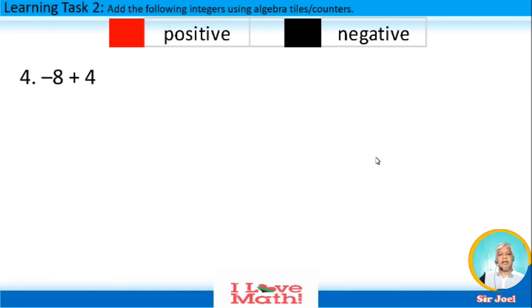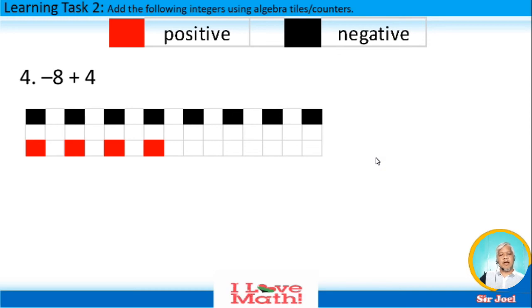Problem number 4, negative 8 plus 4. So, negative 8, positive 4. At first, meron tayong 8 block gawa ng negative 8. At 4 na red gawa ng positive 4. At sabi natin, dahil black and red yan, or red and black, pwede natin siyang i-cancel. Kasi nga, yun ay 0. Ngayon, ano ang natira? 4 na itim. Ibig sabihin, this is equivalent to negative 4. So, ganun lang palang kasimple to.